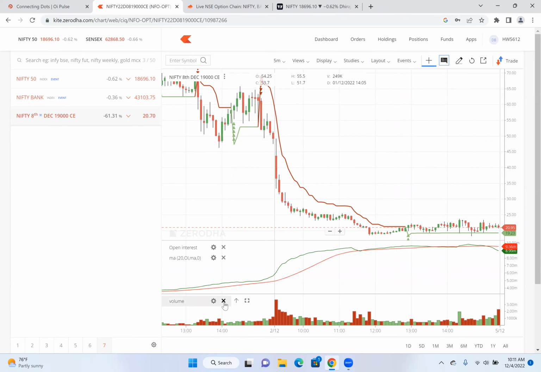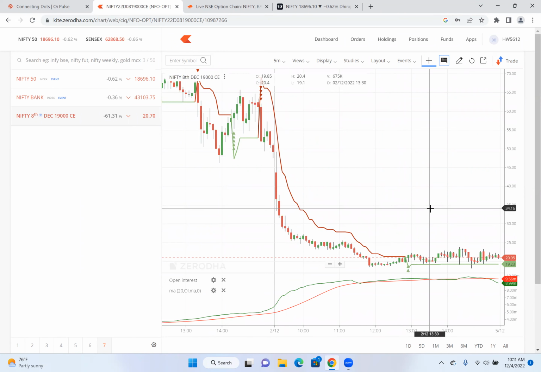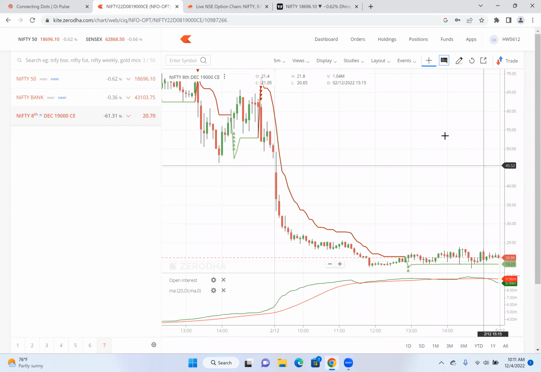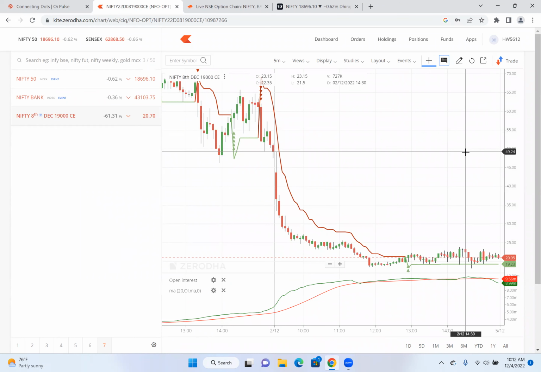In fact, let me remove volume. I don't look at volume when I do selling. So this is my chart setup for option selling. Let me go to views and save this view, and call it option selling view. Just a disclaimer, this is not the only thing I look at. I do other analysis too, but this is a simple thing.